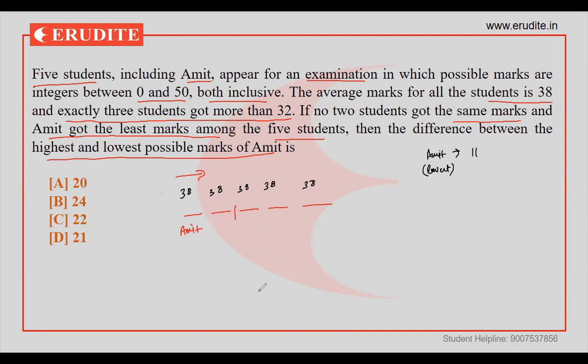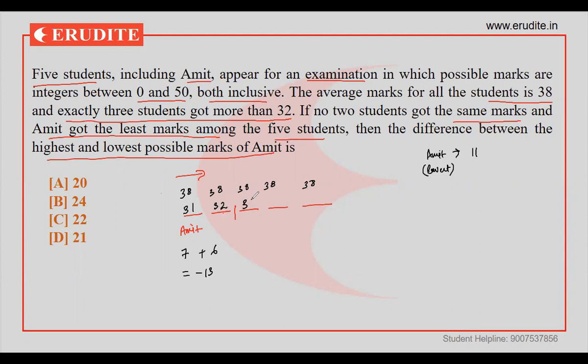So the maximum marks I can give Amit is 31, so that I can give this student 32, right? So guys, it is how much lesser than 38? It is 7 lesser than 38 and this is 6 lesser than 38. That means we have 13 marks less. These 13 marks I have to adjust here. So I can easily adjust here.